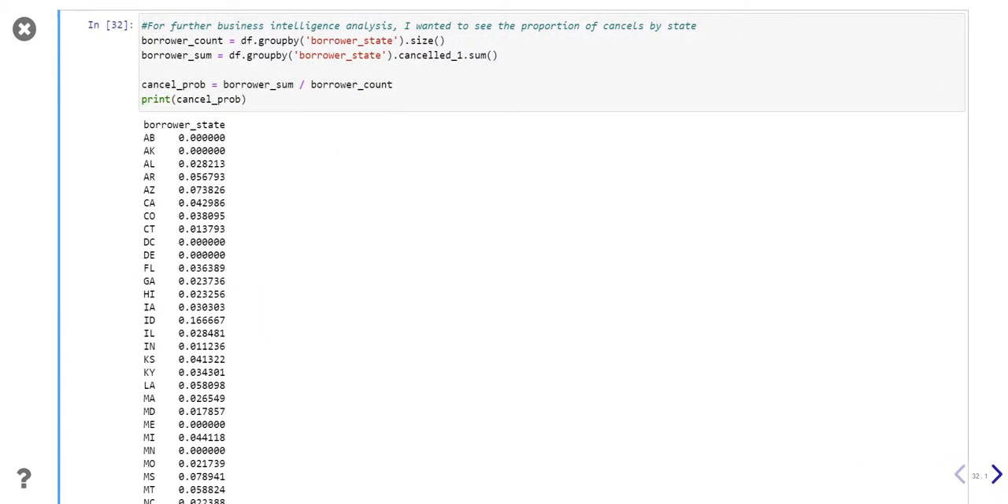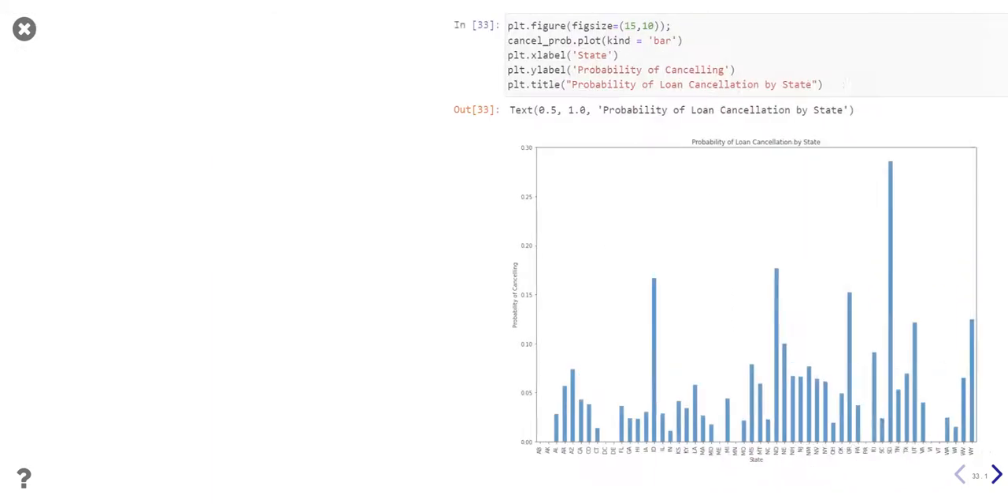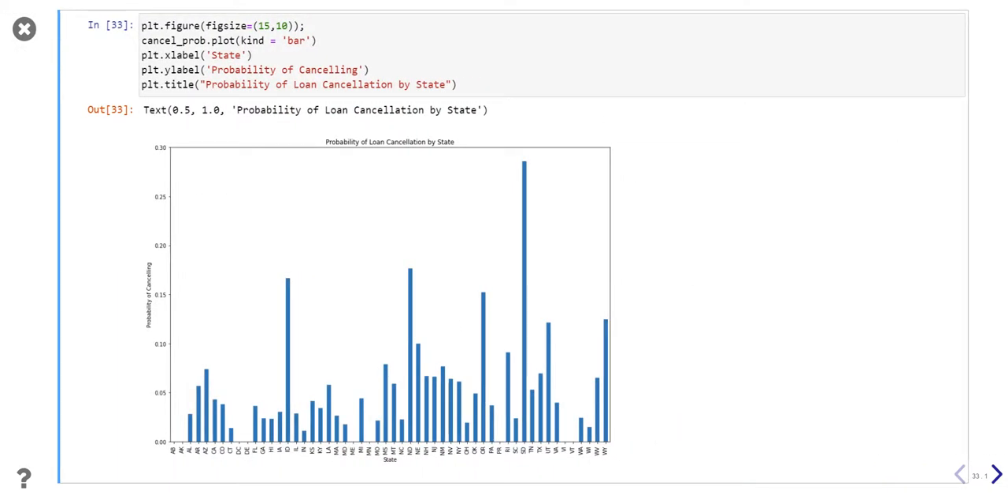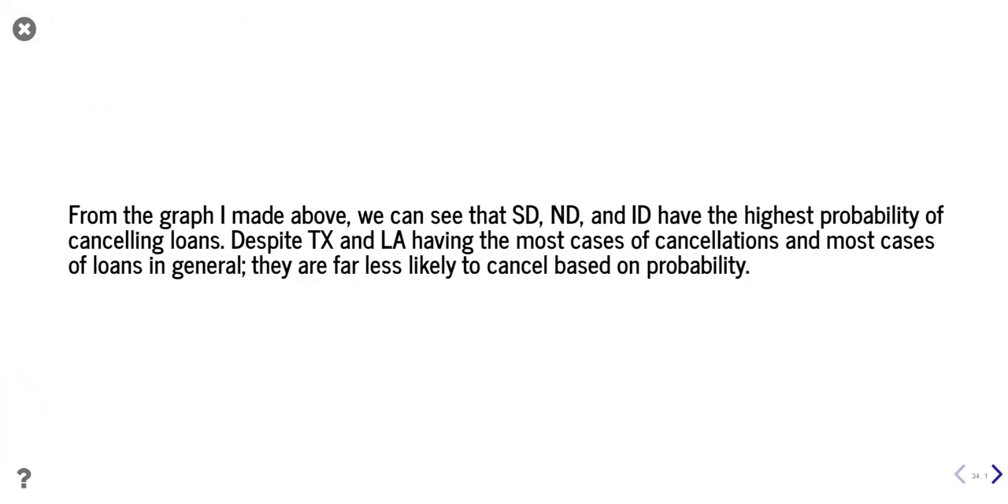So I took it upon myself to create a new variable, cancel probability, in which I was able to break it down state by state, the probability that someone cancels within that state. So I thought this was really cool and more insightful. One of the things I really wanted to explore within business intelligence, and I'm happy that I was able to do it. So we got North Dakota, South Dakota, and Idaho as the 3 highest states likely to cancel based on probability.